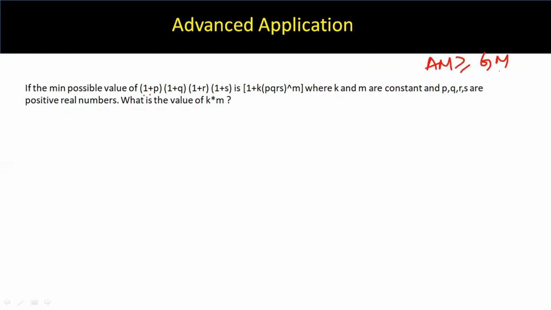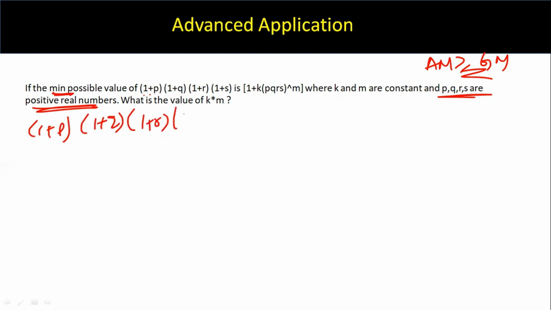Because these are positive real numbers and the minimum is asked, which means you have to finally say 1 plus P into 1 plus Q into 1 plus R into 1 plus S has to be greater than equals to this format, 1 plus some constant PQRS to the power M. This is the format in which you have to bring this inequality. Then you can say what the minimum possibility will be, right?